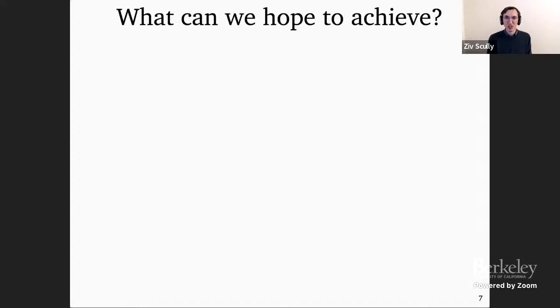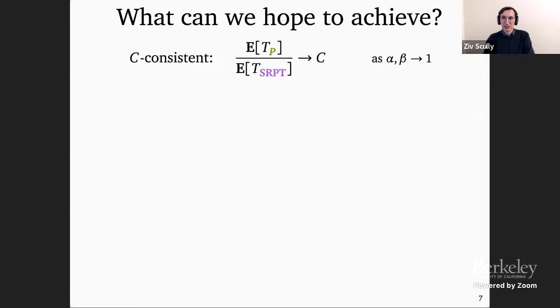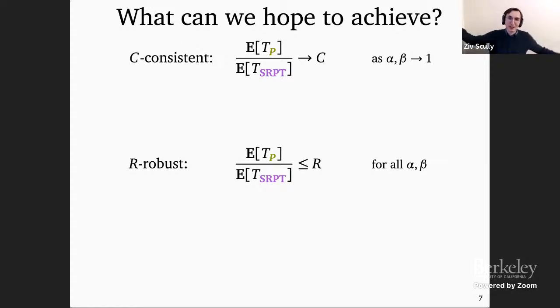So what can we hope to achieve in this model? This is algorithms with predictions. The two main games in town are consistency, which is good performance under low noise, and robustness, which is good performance, or at least good enough performance, under really bad noise. Unfortunately, it turns out you can't achieve robustness, at least not with constant ratio in our setting. We can't hope to achieve good mean response time within a constant factor of SRPT for arbitrary alpha and beta. So what could we hope to achieve instead?